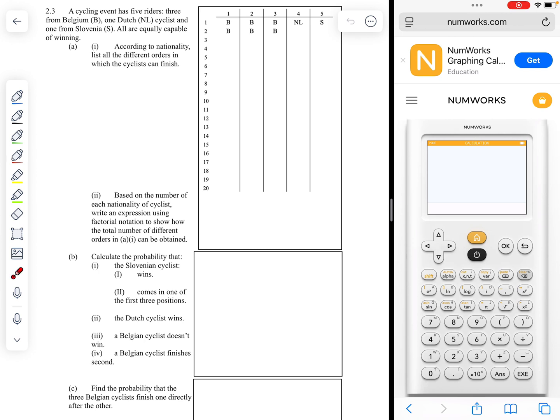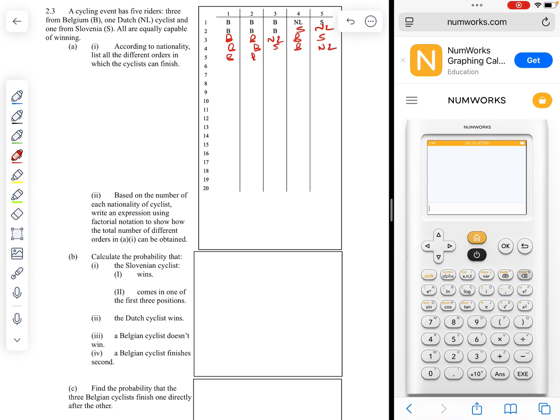We can see first place, second place, third place, fourth place, fifth place, and we can see that they have offered 20 different orders. So we'll try and find them, being systematic. So what we can do from B B B NL S is we could just switch the NL and the S, B B B S and NL. Or we could do B, B and then B with NL and S, followed by B, B and B, S and NL.